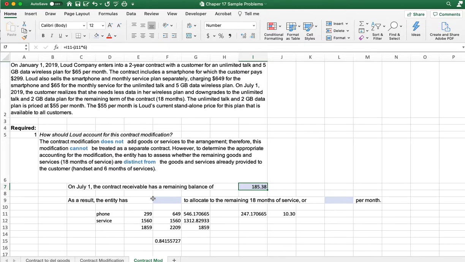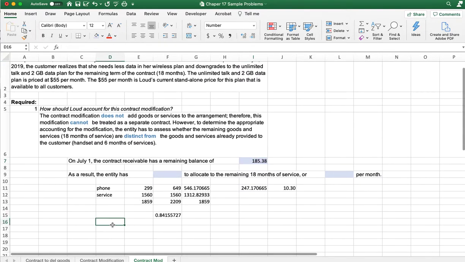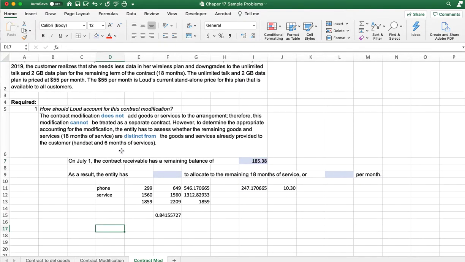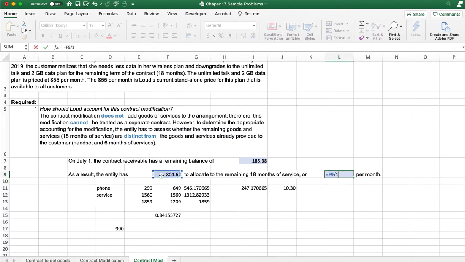So as a result, the entity has blank to allocate to the remaining 18 months of service, or blank per month. And so let's figure out the remaining 18 months of service would be equal to 55 times 18 months, or $990. And so that gives us 990 minus the 185.38 for $804.62. And then we can just divide that by 18 months to get a monthly rate of $44.70.